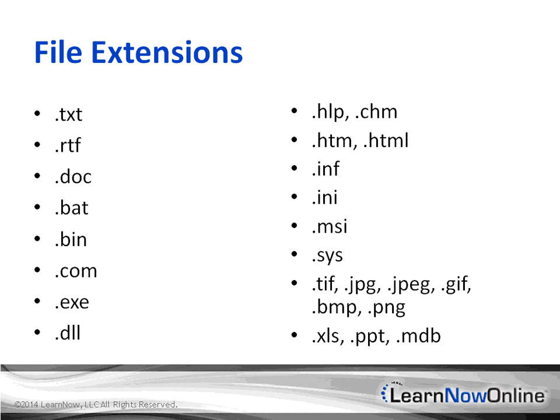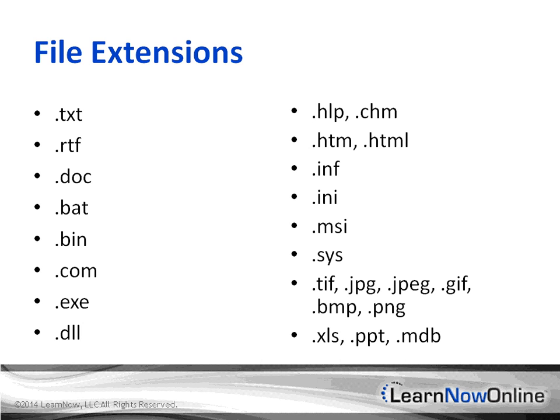.txt, RTF, and doc are all document files. BAT is a batch file. .bin is a binary file. .com is a command file. .exe is an executable file. .dll is a dynamic link library. The .hlp and .chm are help files. HTM and HTML, those are web pages. .inf is an information file.